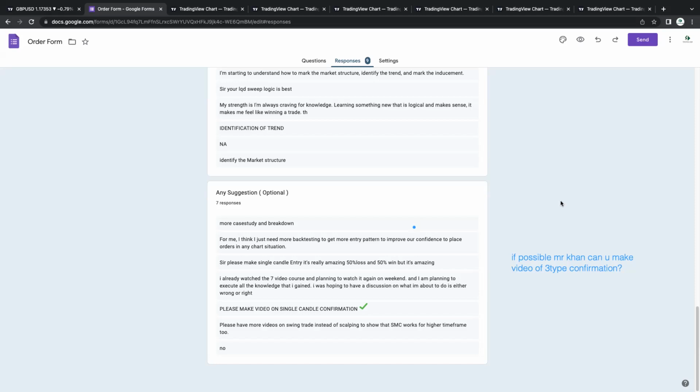First is identifying the POI, how we can identify the possible POI, and the next video will be about single candle mitigation entry. Single sweep candle, single candle order block, because I already mentioned it in an ebook, but I want to make a video which will help a lot.